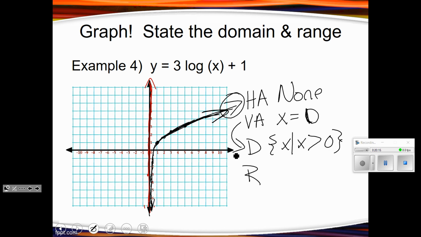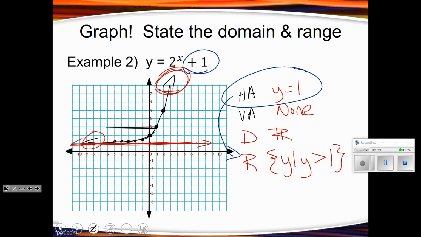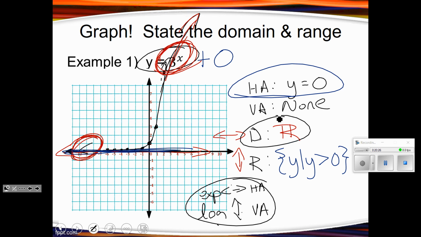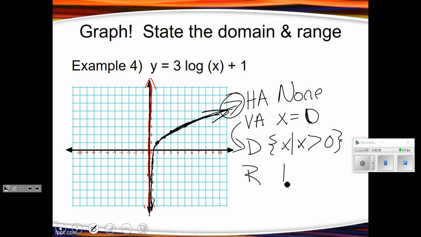And then your range. Remember, if we go back, our domains for the exponentials were all real. If logarithmics are the opposite of that, that means the range is going to be all reals, because it's forever up and forever down.